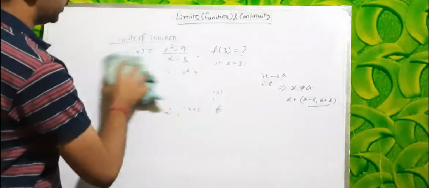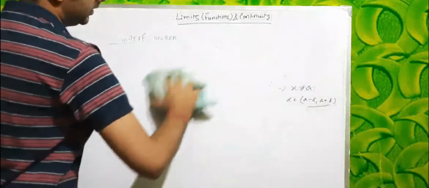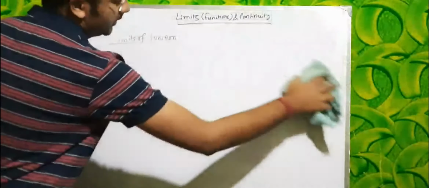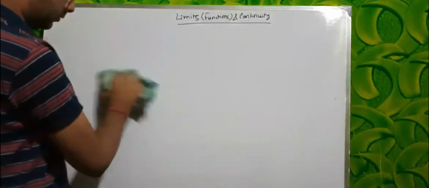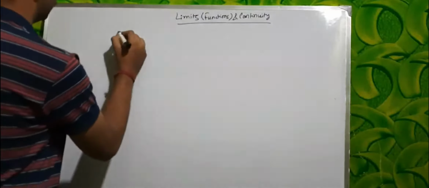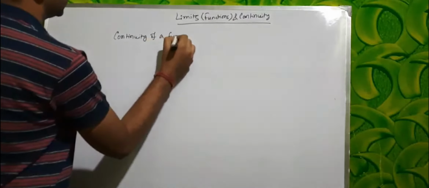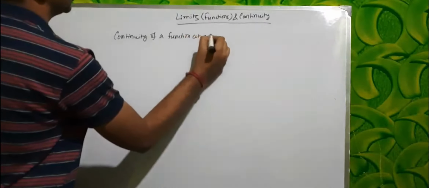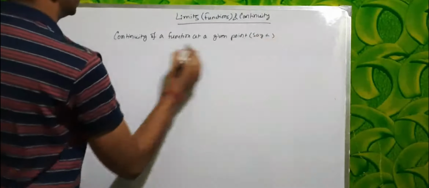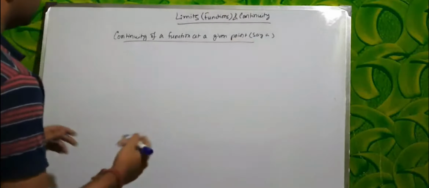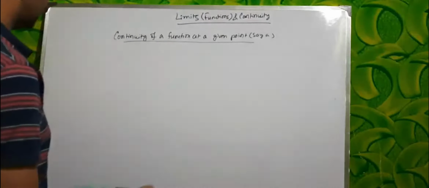Let us go towards the continuity of a function. Now we want to explore what the continuity of a function is, what we mean by a continuous function at a point or on an interval. So now we have continuity of a function at a given point, say a. We are trying to understand continuity of a function by the graphical method, so let us try to understand this graphically.